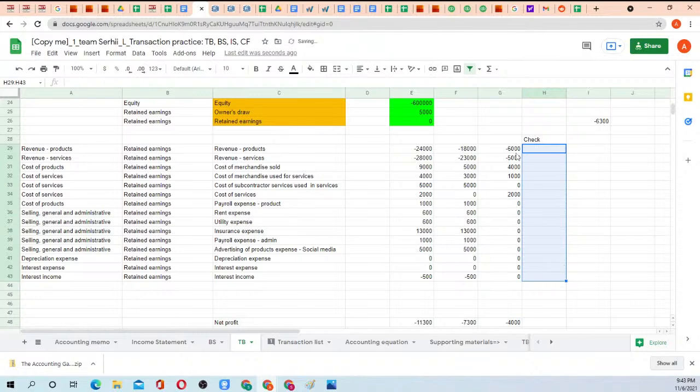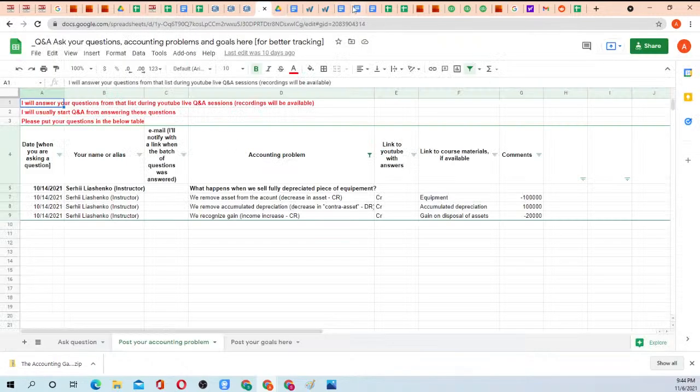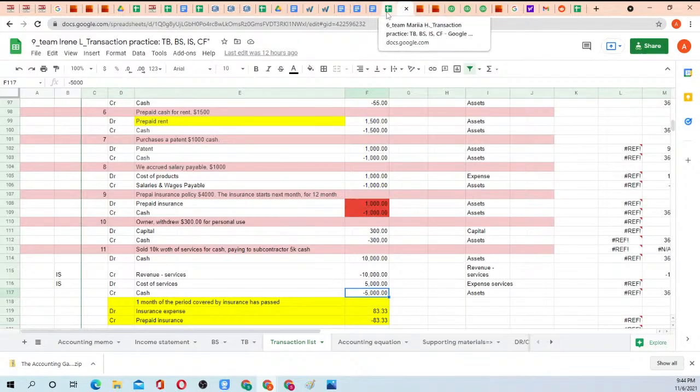So with that exercise, we covered that part of the homework where it is: using SUMIFs, create additional columns on your trial balance and create an income statement for the 2 periods. Okay, where is our income statement? If you got any question, don't forget to post it to the chat.